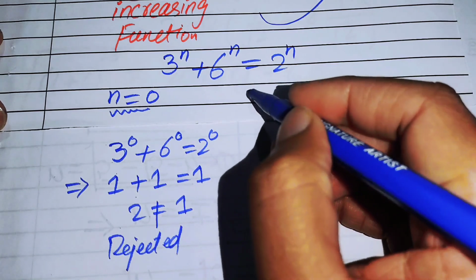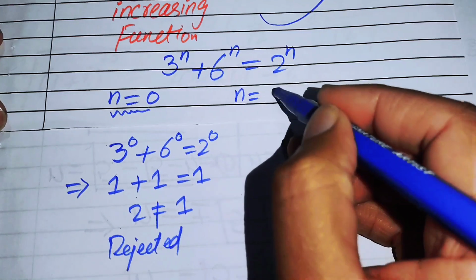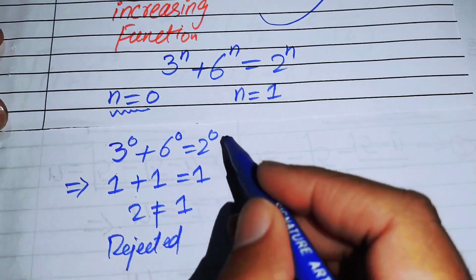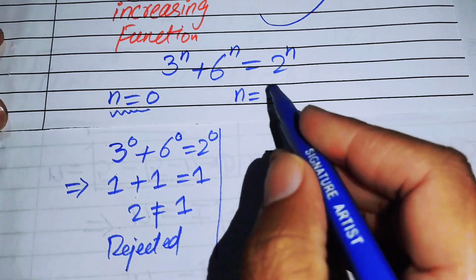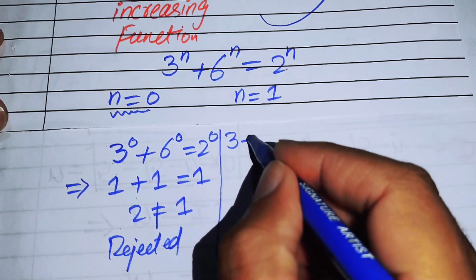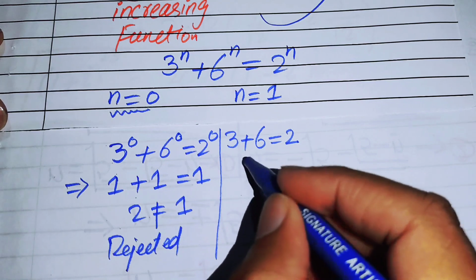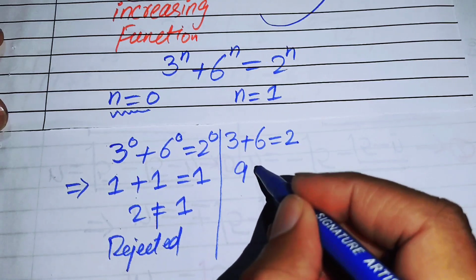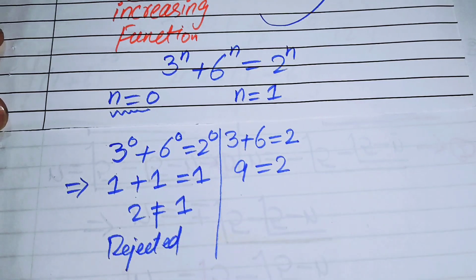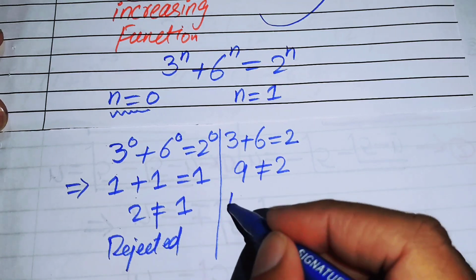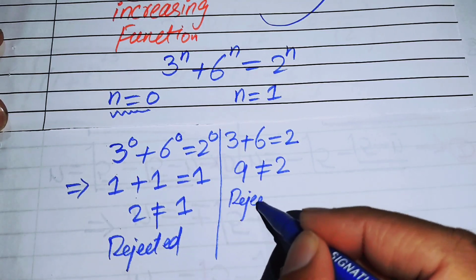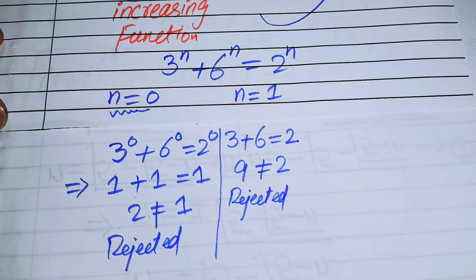Now we move to n equals 1. When you put n equals 1, this equation becomes 3 plus 6 equals 2, and 3 plus 6 is 9, which equals 2. Here again it is not possible, so we again reject this value.